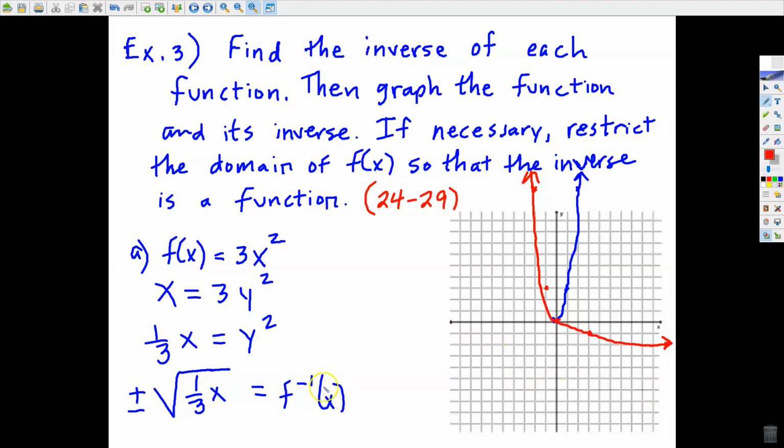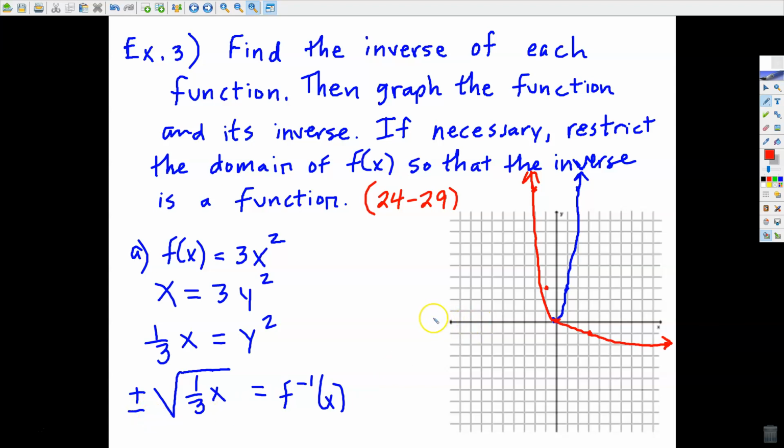Okay, well, this inverse really represents two different functions. As you can see, one of them is positive and one of them is negative. The red one is kind of easy to remember. It dips below the x-axis. It's the negative one.